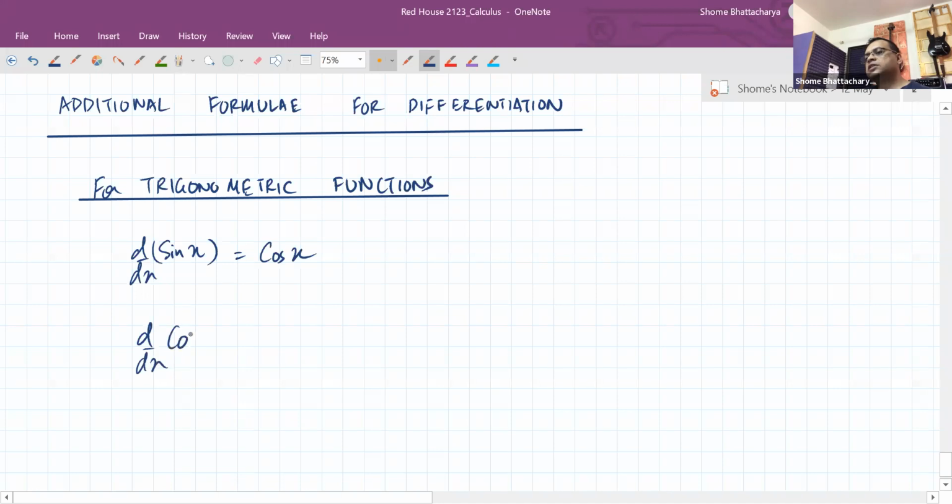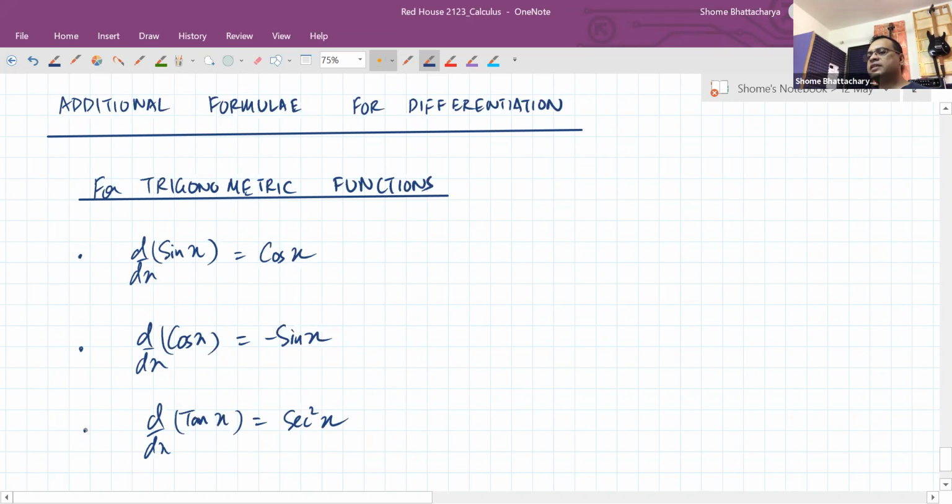Differentiation of cos x is minus sin x, and differentiation of tan x is sec square x. In the maximum part of physics, you just need these two. Even the third one is not very often used in physics, but you should know it because there can always be situations where we require it.